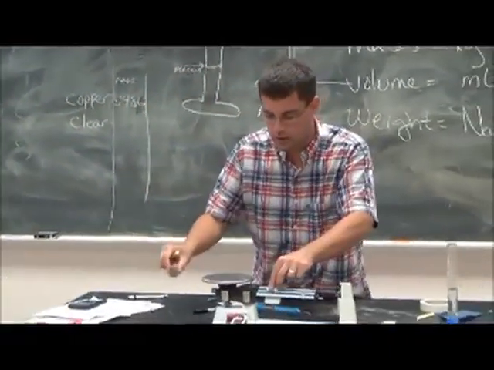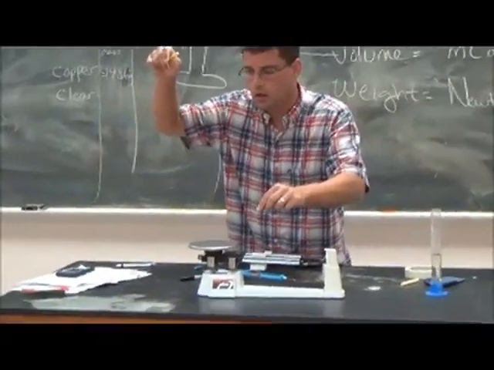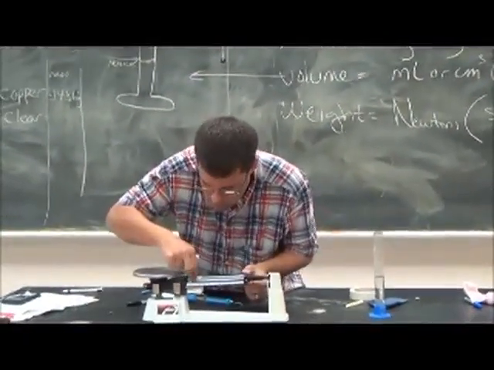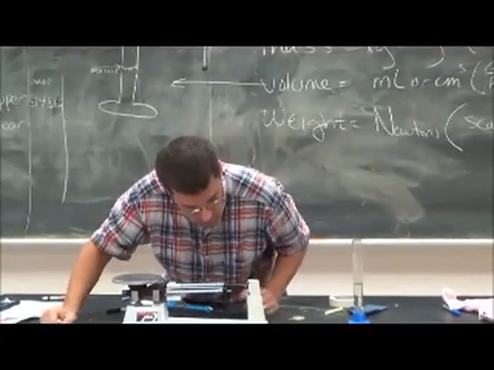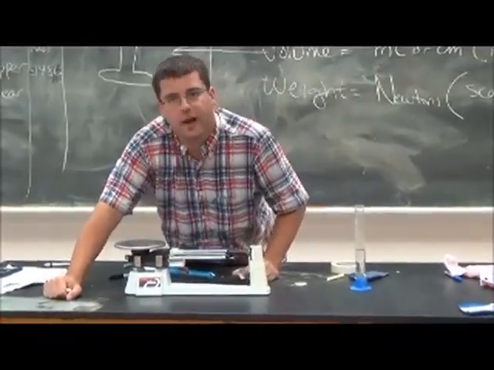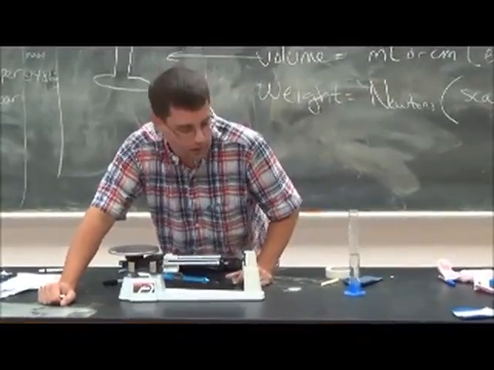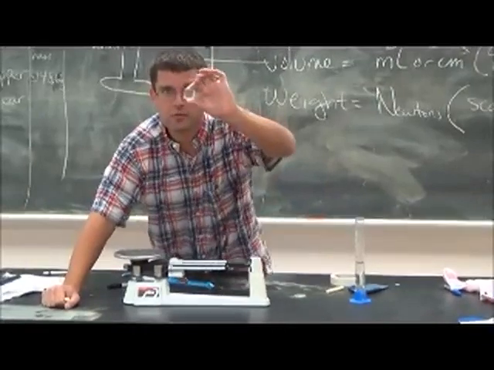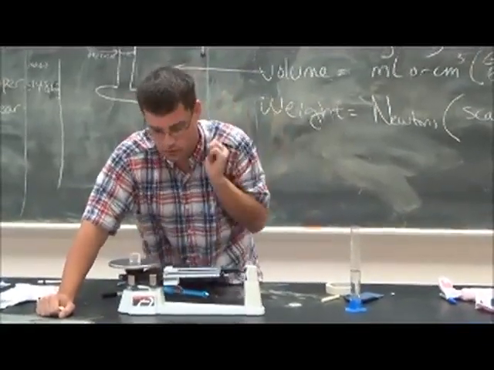Let's take a look at the clear one. Let's level it out again. We call that zeroing out the balance in our class. Same thing, leveling out. You know, I guess you use that on the digital scale. Oh, it looks balanced. Let's put the clear one on. It's the same size.